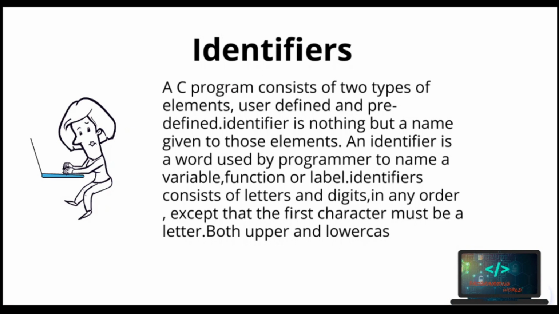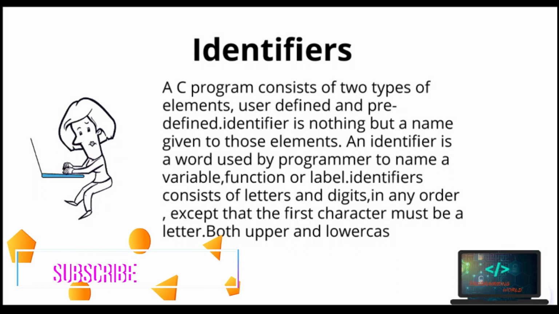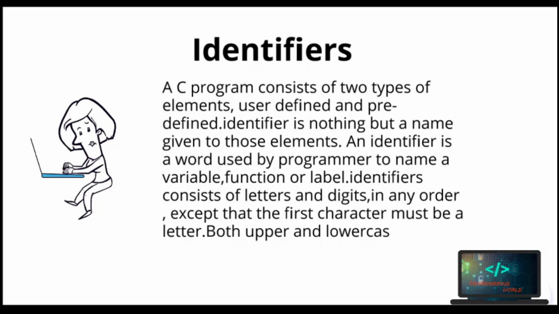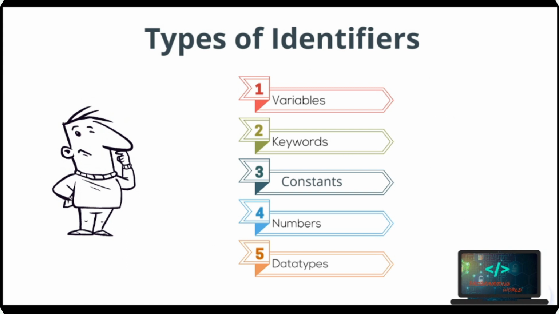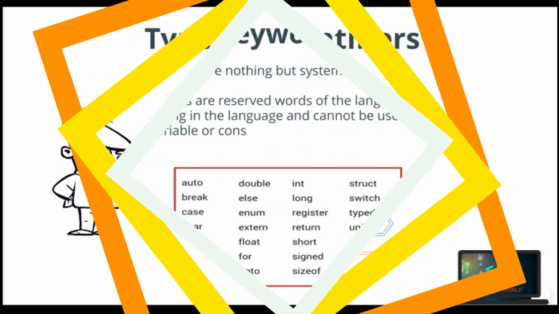Identifiers. A C program consists of two types of elements, user-defined and predefined. Identifiers is nothing but a name given to those elements. An identifier is a word used by a programmer to name a variable, function or label. Identifiers consist of letters and digits in any order except that the first character must be a letter, both uppercase and lowercase. Types of identifiers are as follows: variables, keywords, constants, numbers, and data types.